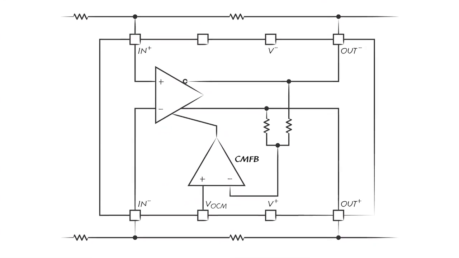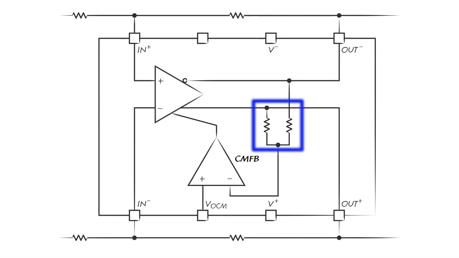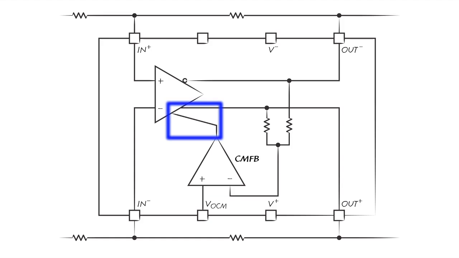2 internal resistors measure the instantaneous average, or common mode, of the 2 outputs, and feed that into one of the terminals of this error amplifier. The other terminal is driven by the external VOCM pin. The output of this extra op-amp connects into the main op-amp in such a way that it pulls both outputs up or down in the same direction. This loop forms negative feedback, causing the common mode of the 2 outputs to be identical to whatever voltage you set on the VOCM pin.